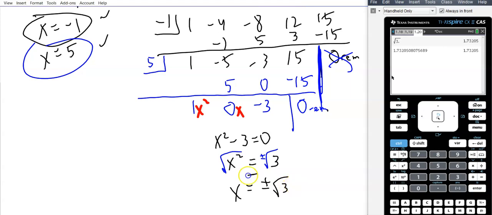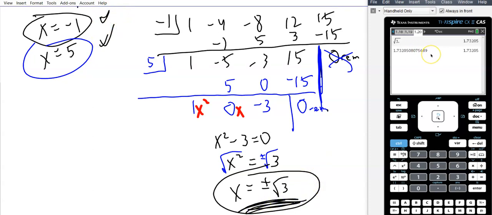Notice I want the exact answers. I don't want the values from the graph. So get rational answers from the graph. Don't get these answers from the graph. I don't want the 1.732 number. I want the exact answer. I want plus or minus square root of 3 there.